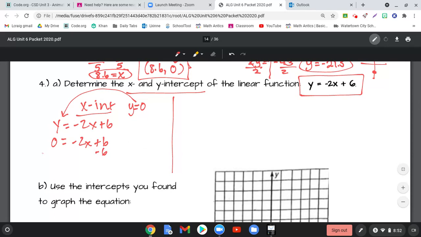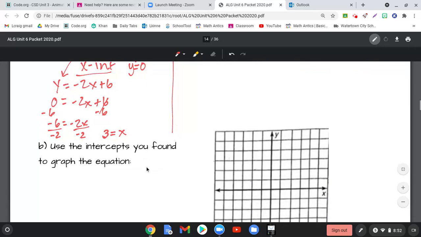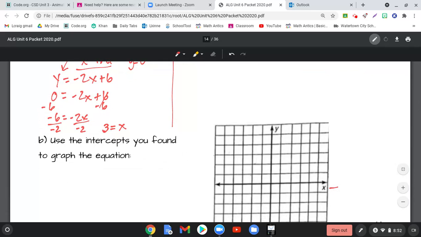But either way, I'm going to have to subtract 6. So negative 6 equals negative 2x. Divide by negative 2, and you get positive 3 as your x. So that means it's hitting the x-axis at 3. So here's your x-axis. It's hitting it at positive 3. That's the point positive 3, 0.